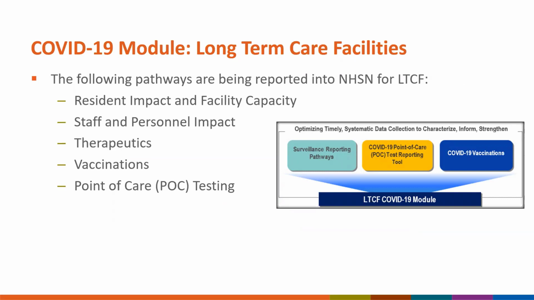Long-term care facilities, there are now only 5 pathways being reported: resident impact and facility capacity, staff and personnel impact, therapeutics, vaccinations, and point of care testing. The supplies and personal protective equipment pathway is no longer being reported for long-term care facilities, effective with release 10.1.3.3 that was deployed on May 26 of 2022. Next slide.